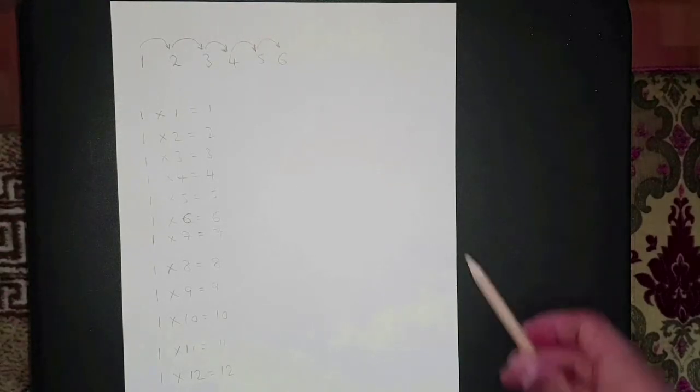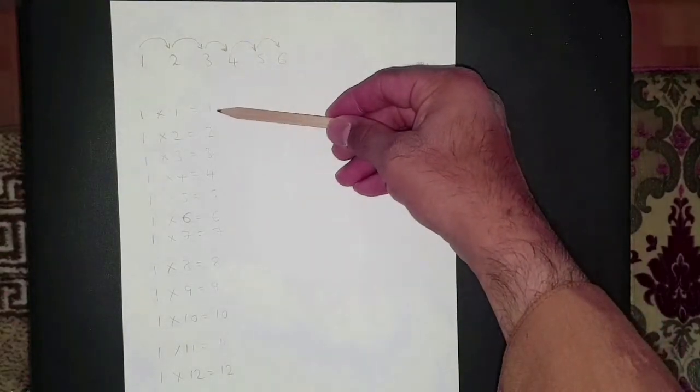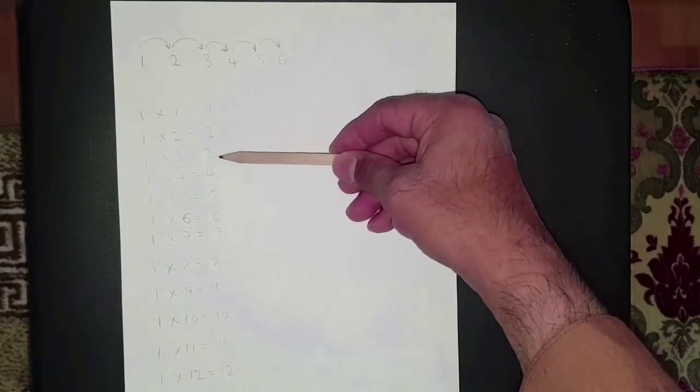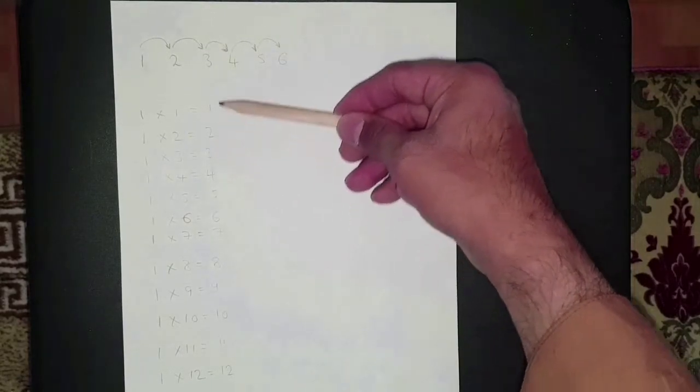Okay, so stage 1. When you're learning your timetables, it's the same as counting in steps. So let's look at our one timetable. With the one timetable, you're counting steps of 1. 1, 2, 3, 4, 5, 6. That's the same as normal counting. And here it is. 1 times 1 is 1, 1 times 2 is 2, 1 times 3 is 3, and so on.